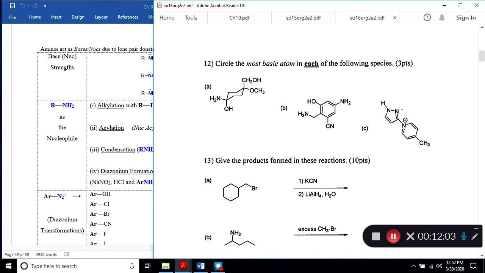So there you go. That's how base strength is impacted when we're talking about different nitrogens.